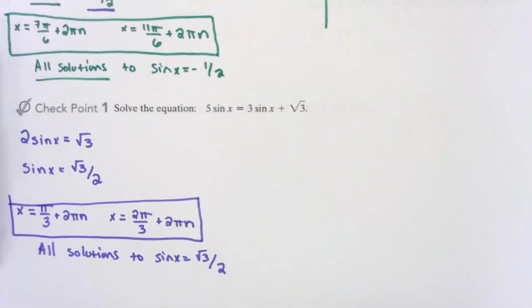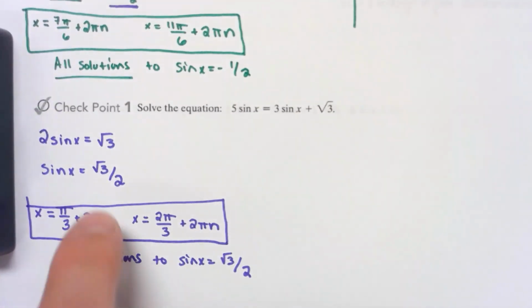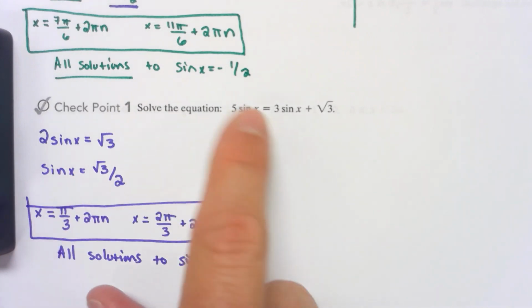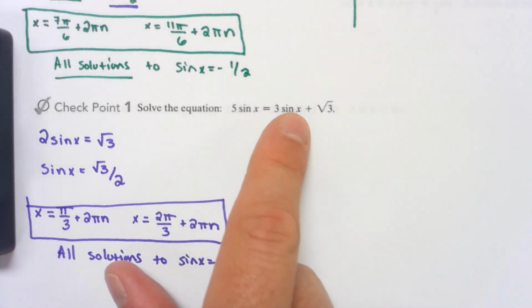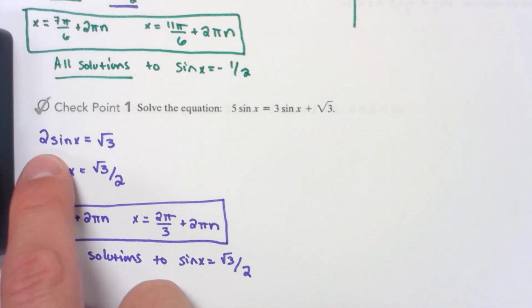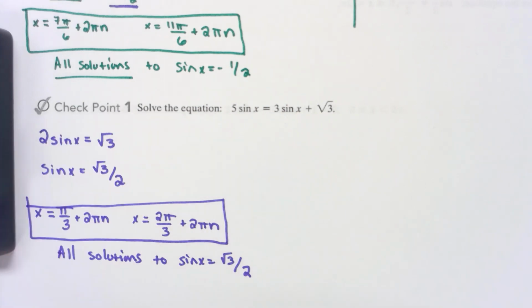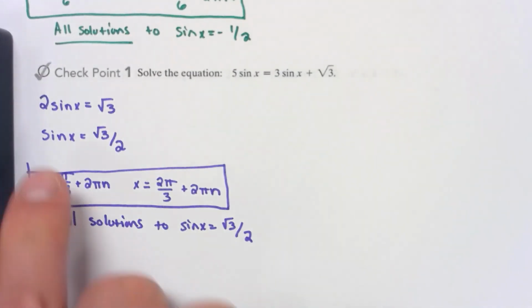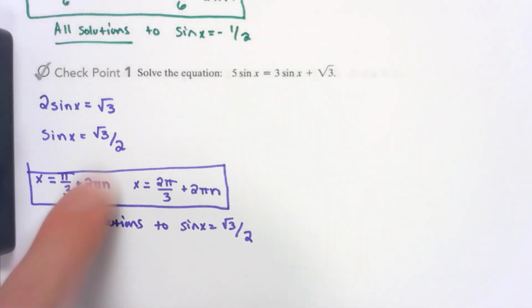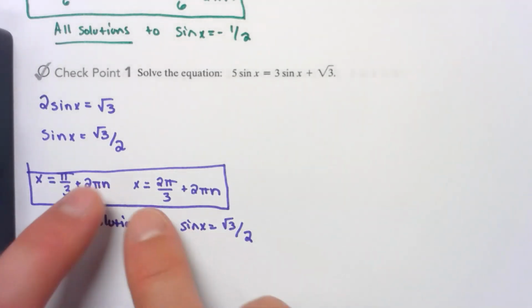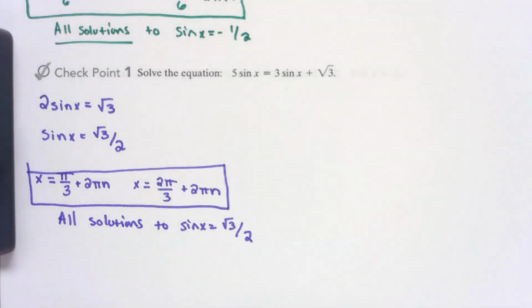So describing all the solutions to sine of x, basically we're describing sine of x equals root 3 over 2 after simplifying. So I did subtract the 3 sine of x. That's why it's 2 sine of x, and then divide both sides by 2. So we're trying to find at what angles does sine equal root 3 over 2. That is at pi over 3 and 2 pi over 3 within 0 to 2 pi.